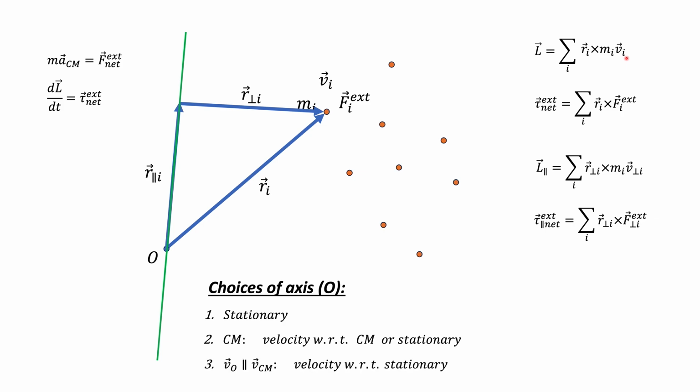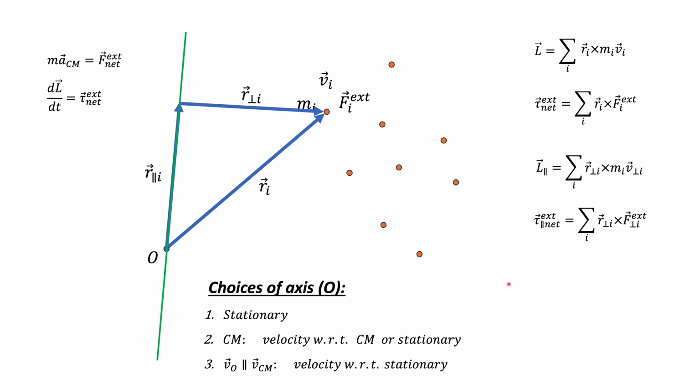And there's a third choice, which is the most interesting one. That's when we choose point O or the axis that has a velocity that is parallel to the velocity of the center of mass. But in this case, the velocities of these points that we put here have to be taken with respect to a stationary frame of reference.